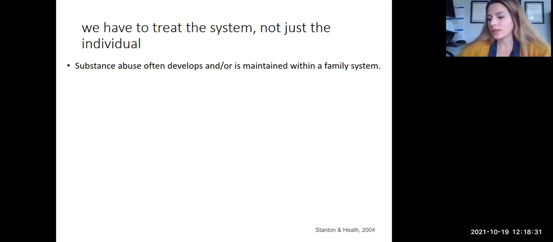So what does that mean? That means that we really do need to treat the system and not just the individual. And that's why the number one recommended intervention for individuals with substance use disorder is family therapy. That doesn't mean that you as a prescribing provider need to provide that family therapy, but to be able to make a referral for that, absolutely.